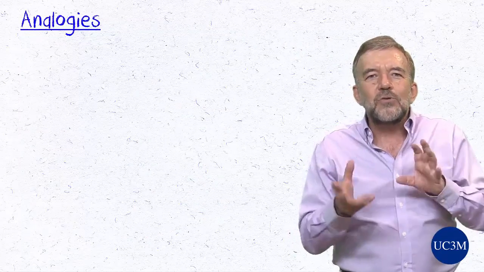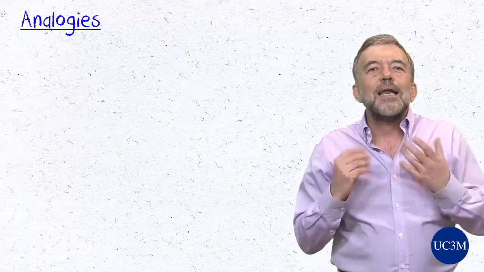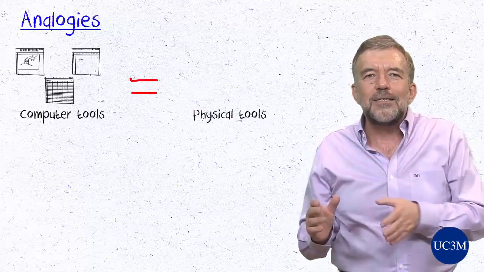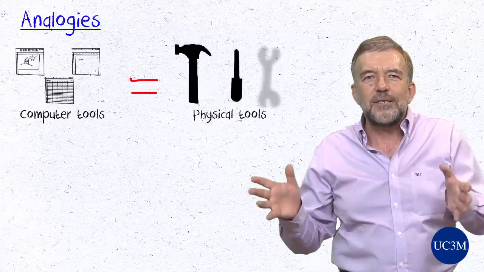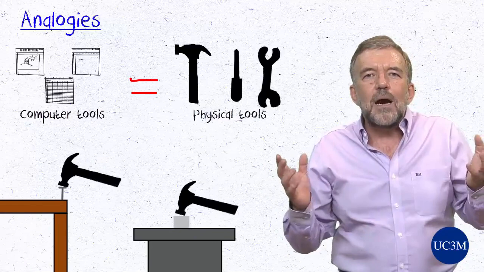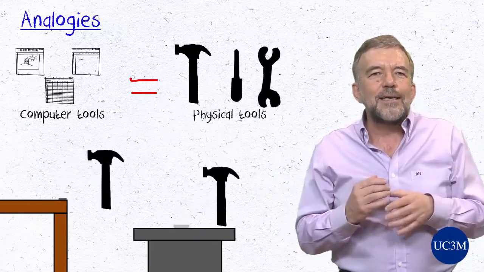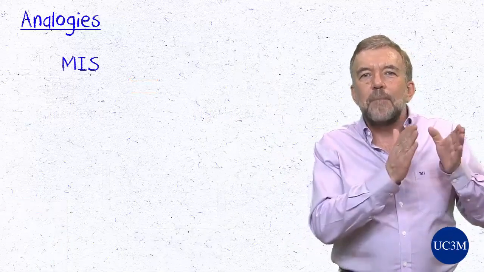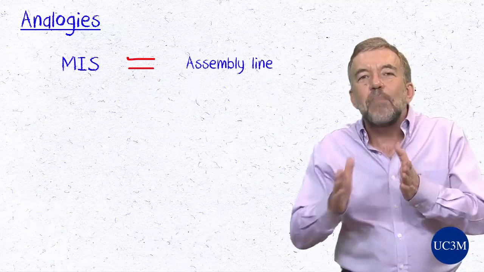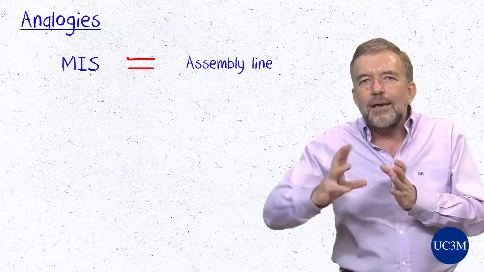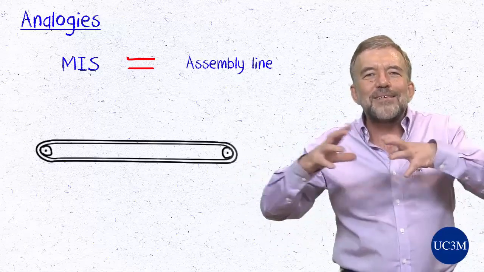In this course, we shall often resort to analogies to illustrate subtle points. An analogy could be drawn here between these computer tools and physical tools such as a hammer, a screwdriver, or a wrench. They can be useful in assembling things, but they do not preclude how they will be used or for what. That is entirely up to the user. We could then draw an analogy between a management information system and an assembly line. Assembly lines range from very rigid to highly flexible, but they do have a certain structure.